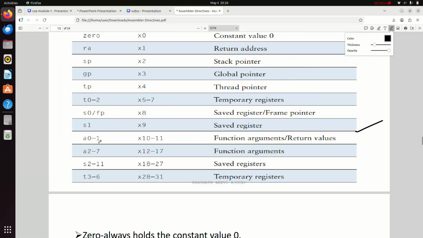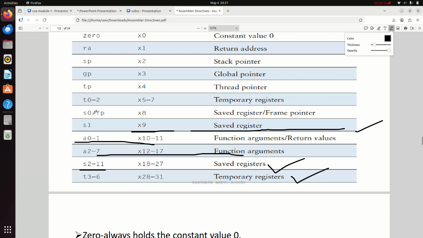Now we have function arguments or return values: a0 to a1. Then a2 to a7 contain the rest of the function arguments. Finally, the rest of the saved registers and temporary registers will come. Saved registers are S2 to S11, because S0 and S1 are already covered. Temporary registers T0 to T2 are covered, so we are left with T3 to T6, the rest of the temporary registers.